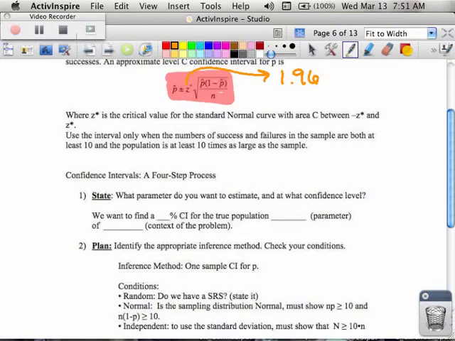Let's see. You can only use this interval when the numbers of successes and failures are both at least 10, and your population is at least 10 times your sample. That was little n, with capital N less than or equal to little n times 10, or you can say that your population is at least 10 times your sample.